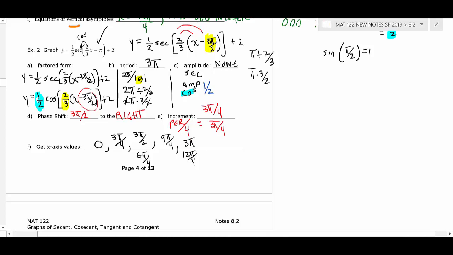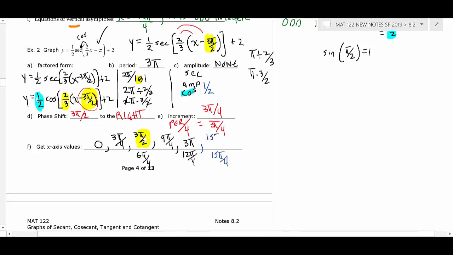And what we want to do is start at the phase shift. If we start at the phase shift at 3 pi over 2, then we probably want to move out either to the left or to the right of that. So I'm going to count a little bit further: 3 pi over 2, then 9 pi over 4, 12 pi over 4, 15 pi over 4.